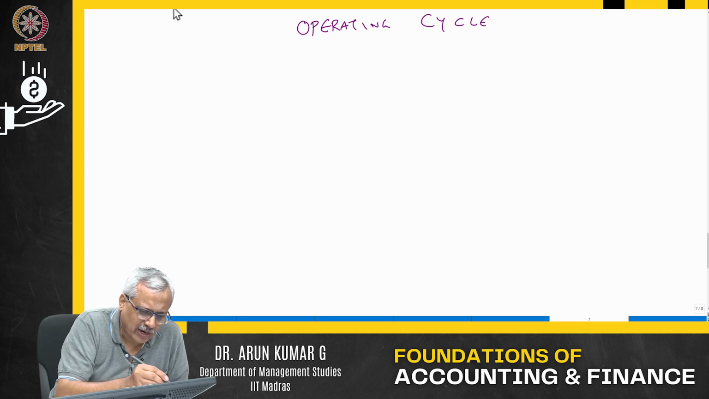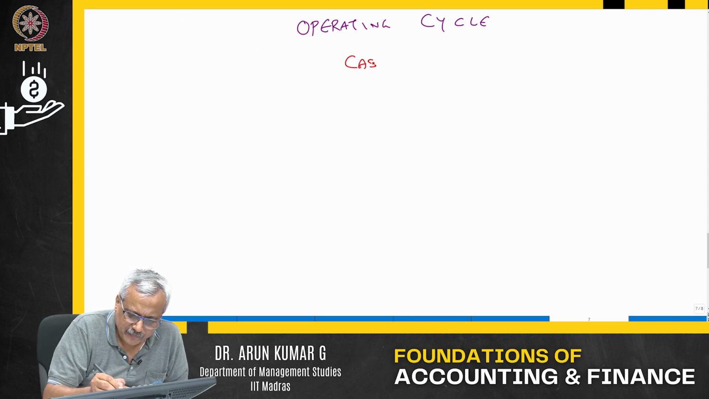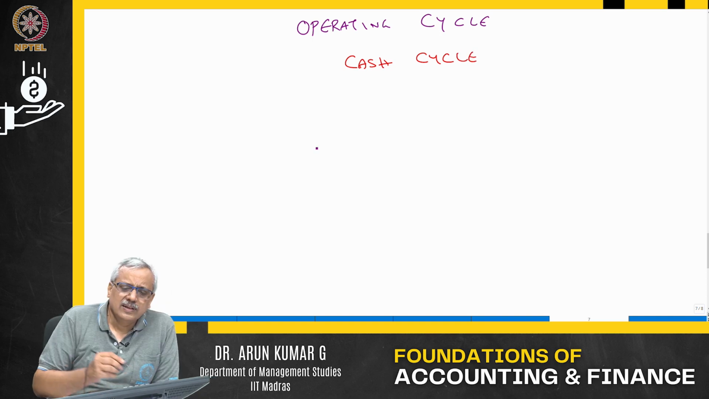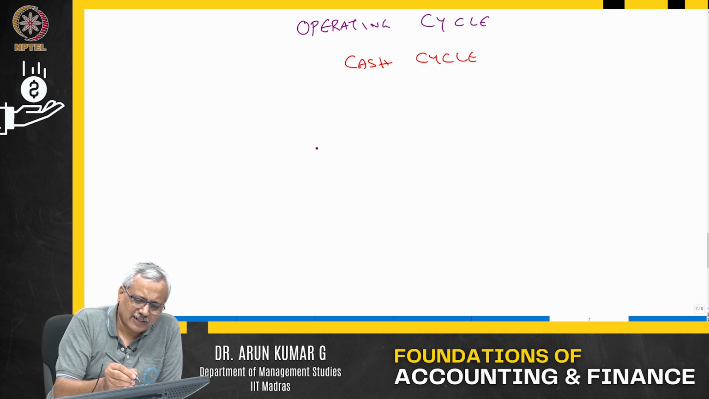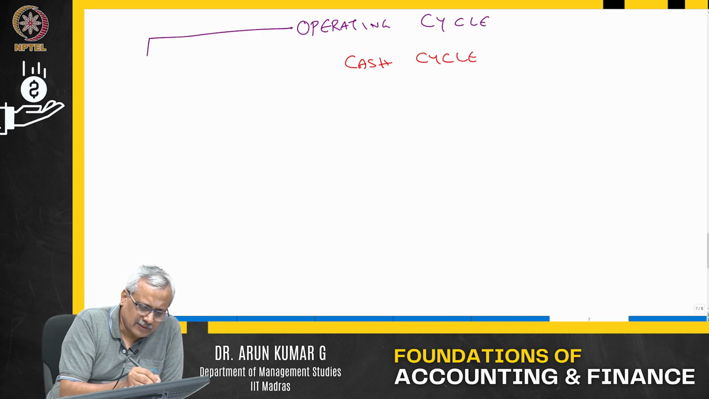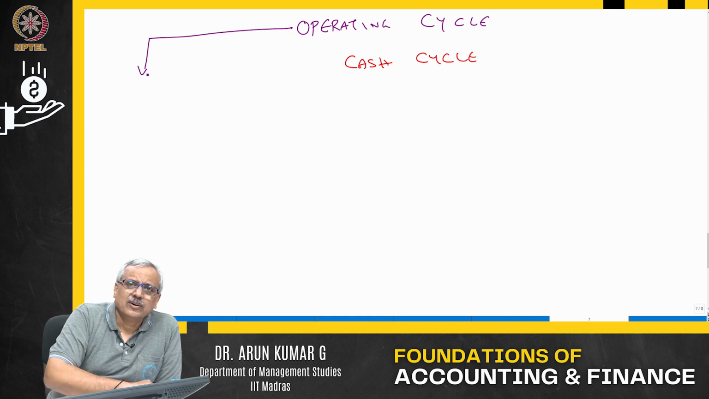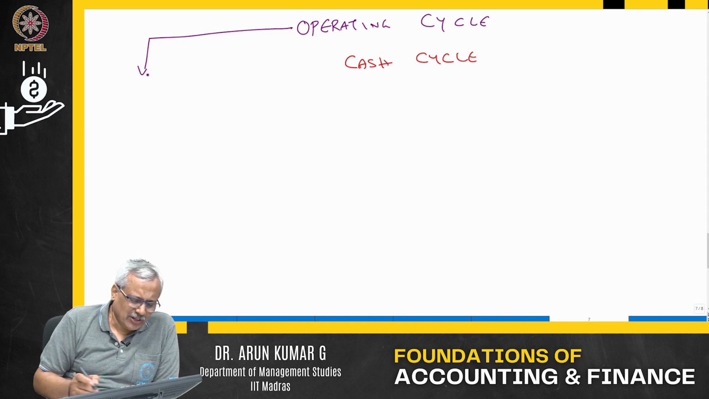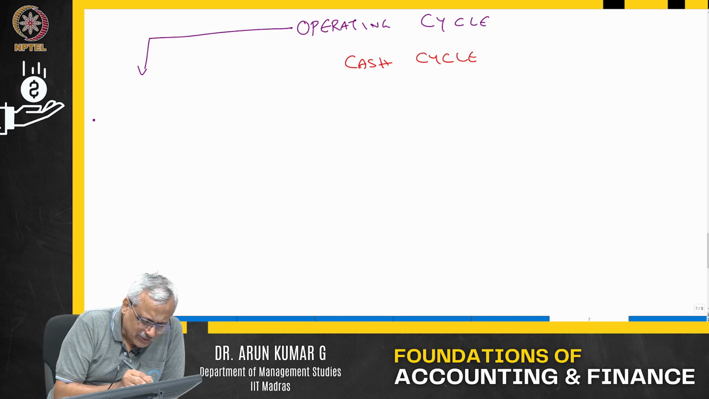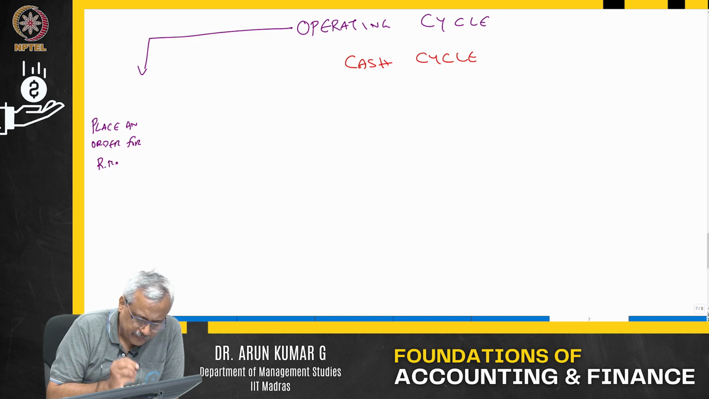And what do you call it as cash cycle? Let us understand what is this operating cycle. What happens? How do you run a business? The first thing you do is you place an order for your raw material.